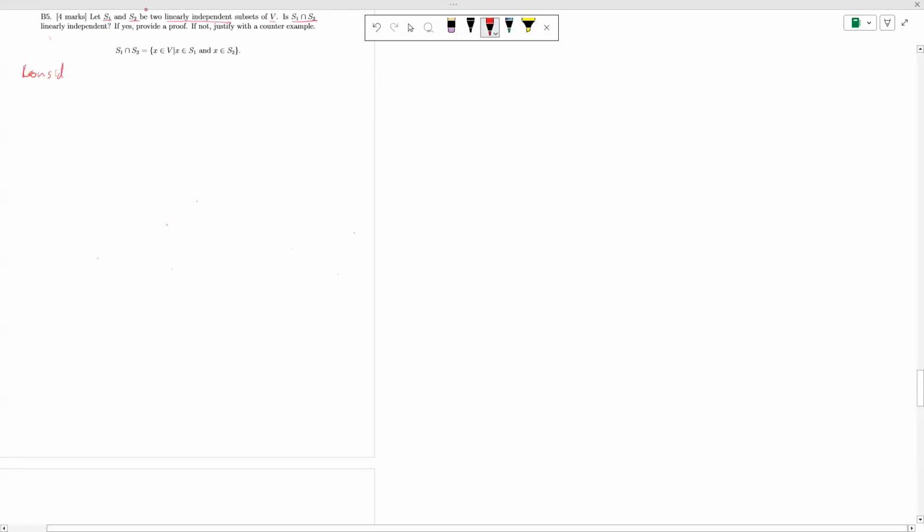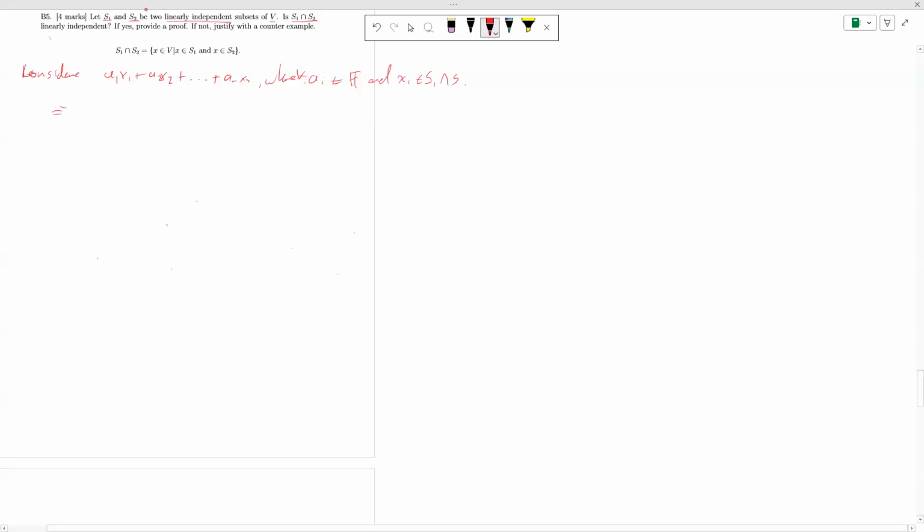So we're going to consider a1 x1 plus a2 x2 plus ... plus an xn, where each ai is in C, or for all ai in the field, whatever the field is, and xi is in S1 intersect S2.